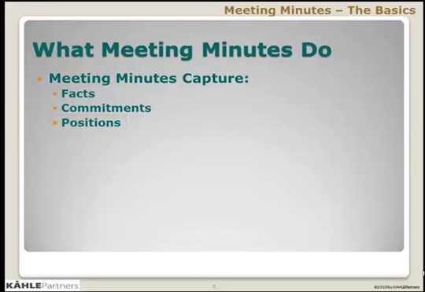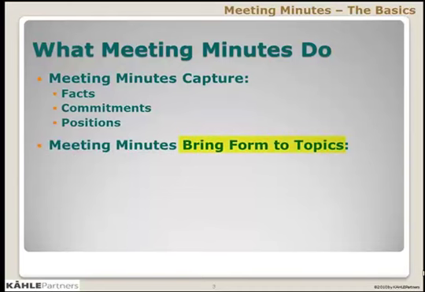The most important types of positions are what we call endorsements and demurrals. Endorsements are agreements to support something, and demurrals are statements that you're going to back away, you're not going to support it. And listed this way, the three things that meeting minutes capture, facts, commitments, and positions, may seem a little bit bland, but the meaning of it is anything but. Because the second thing that meeting minutes do is that they bring form to topics.